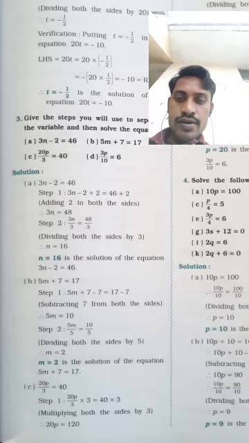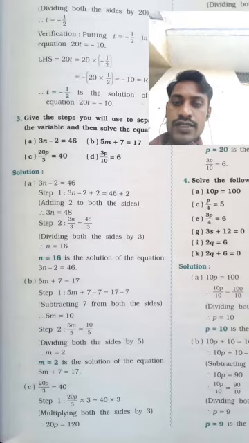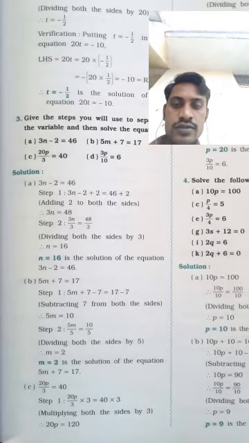Now B number, 5m plus 7 is equal to 17. Now first step, 5m plus 7 minus 7 is equal to 17 minus 7. Here on both sides minus 7. So 7 minus 7 means 0, and 17 minus 7 means 10. So 5m is equal to 10.